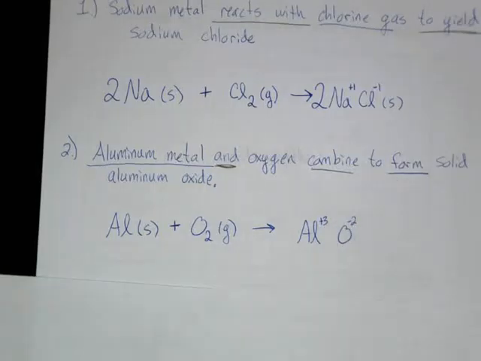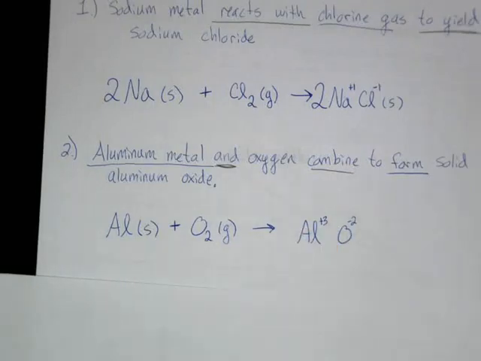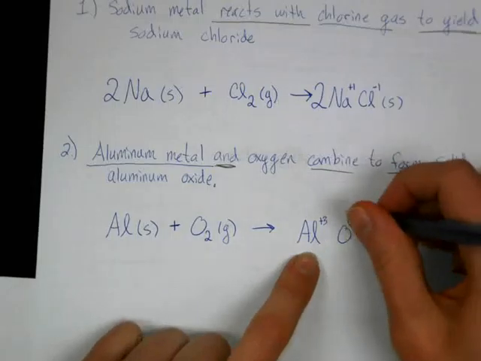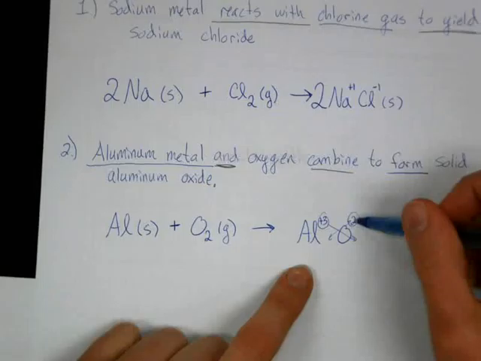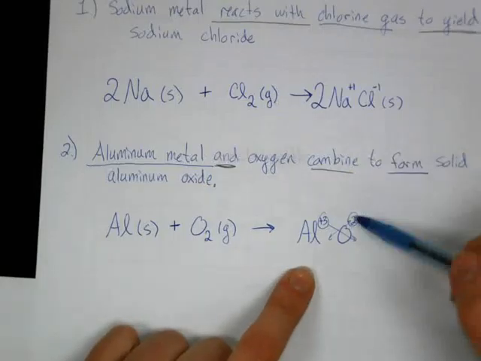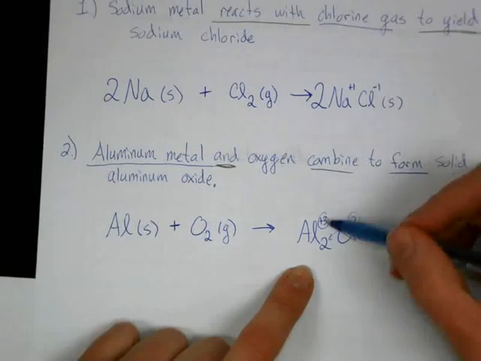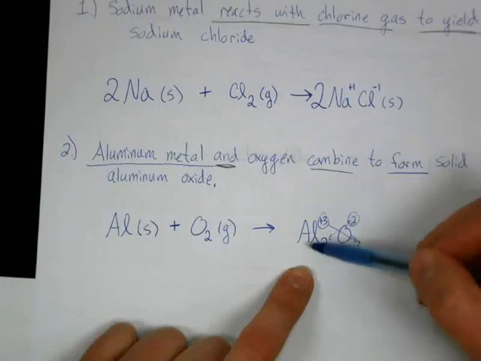These are not the same number. They're not going to cancel out. We've got more positives than we do negatives. So in order to balance this to be 0, I need to crisscross my charges. So this 2, not the negative, just the 2, comes down by aluminum, and this 3 comes down by oxygen.